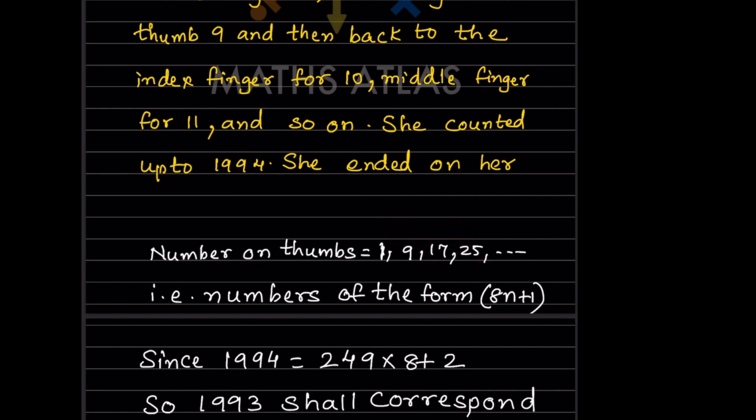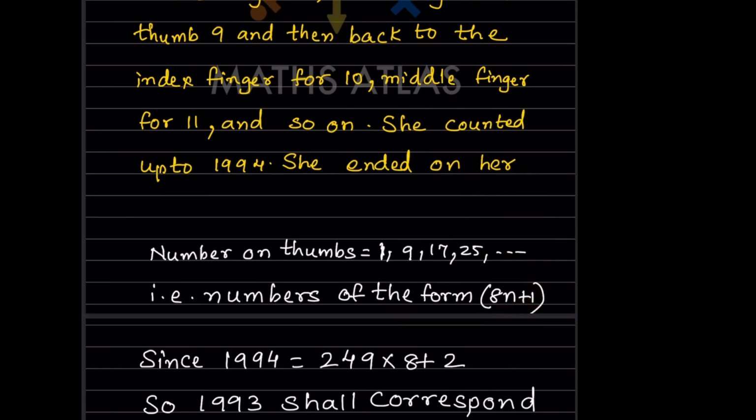So how are you going to write this one? It should be of the form, because this is a difference of 8, 8n plus 1. Suppose you take n as 1, this is 8 plus 1, that is going to be 9. Suppose you consider n as 2, 8 into 2 plus 1, that is 16 plus 1, that is 17. If we consider n as 3, 8 into 3 plus 1, that is 24 plus 1, that will be 25, and so on. So this is of the form 8n plus 1.